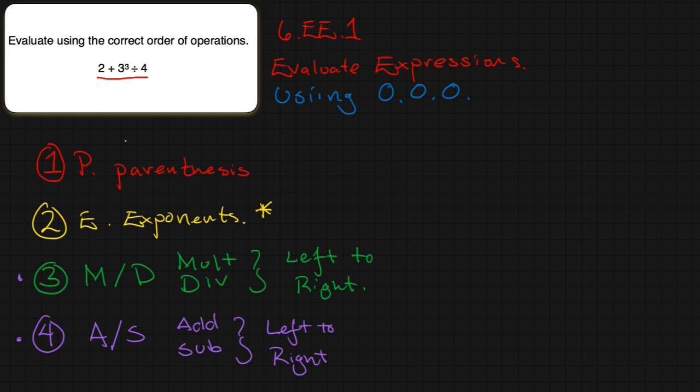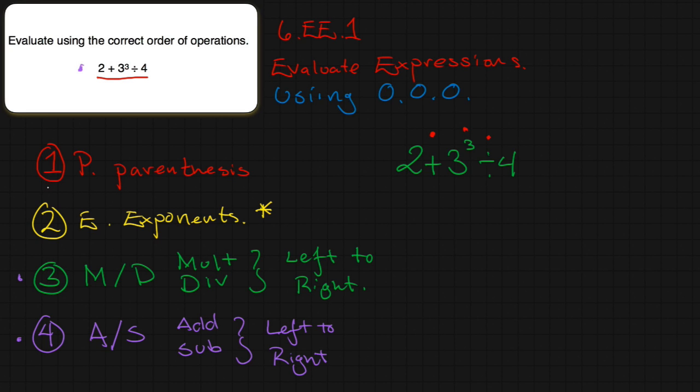So let's take a look at how that would work in a problem like this. I'm just going to rewrite this over here. I'm going to say this is 2 plus 3 to the third power divided by 4. When you're solving these expressions, you need to be able to identify all the operations that you see. For example, I see an addition problem, I see an exponent, and I see a division problem. There are three different math problems all jammed together in one expression. What do we do first?